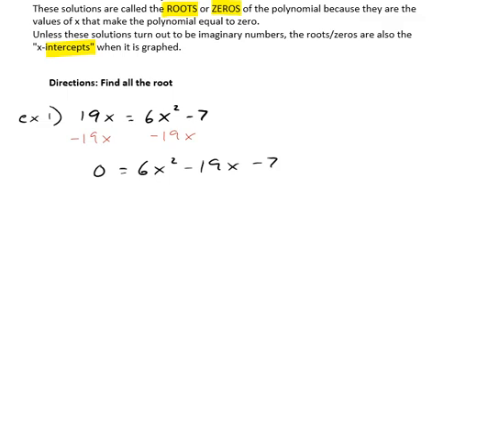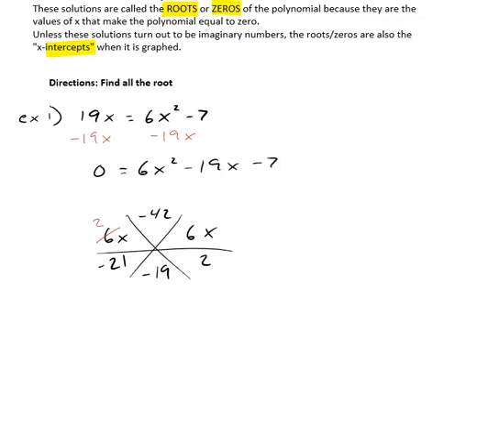I have 3 terms, and when there's 3 terms, we're going to do the super X. On top is 6 times 7, which is a negative 42. On bottom is your b, which is a negative 19. This is 6x and 6x. My two numbers that multiply to negative 42 and add to negative 19 would be a negative 21 and a positive 2. We can simplify.